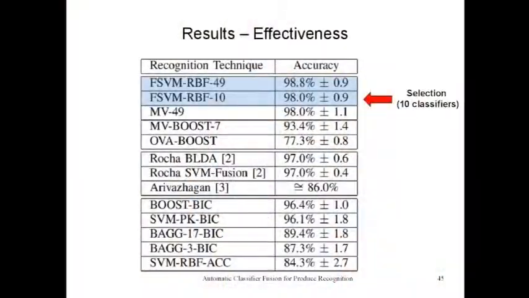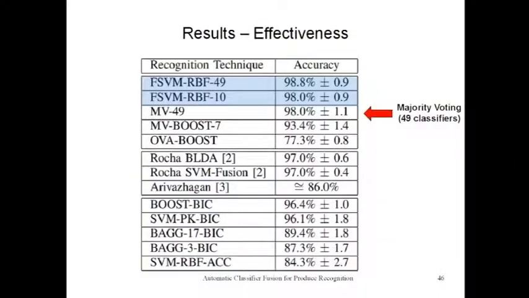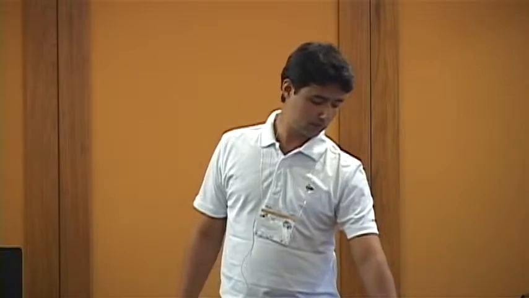But this is a lot of classifiers to process, and in the real world it is not so good because we need to be fast. The application needs to be fast. So we tested with the best selected classifiers. Using 49, we achieve 98.8%. Using the 10 best classifiers, we achieve 98%.